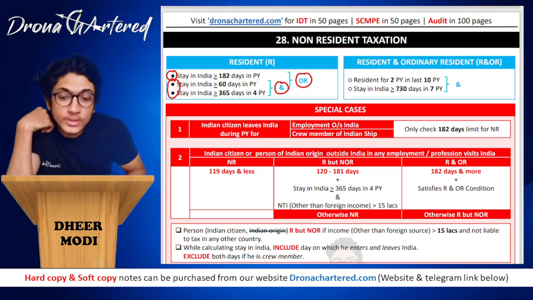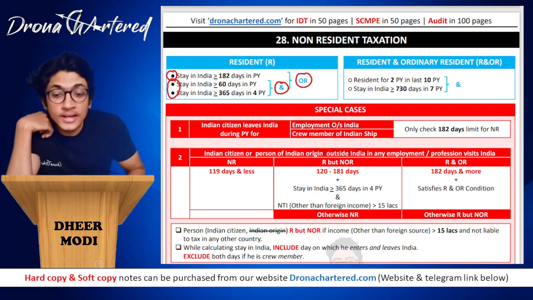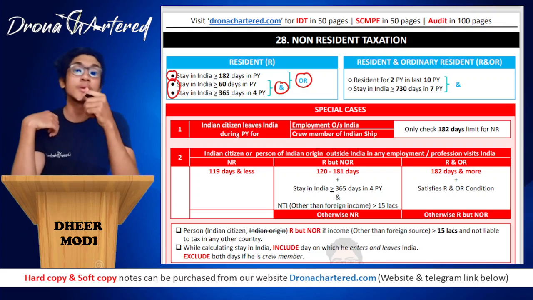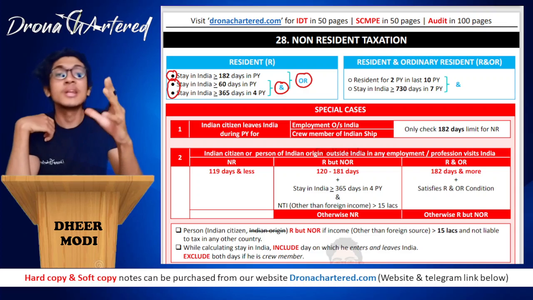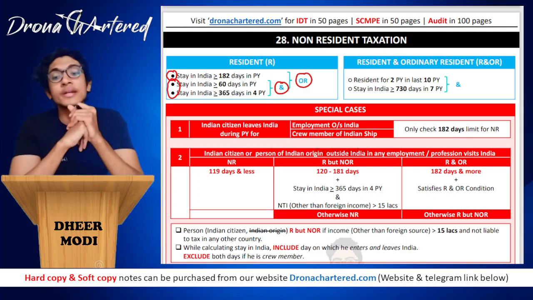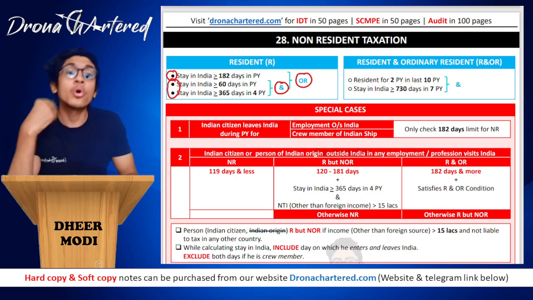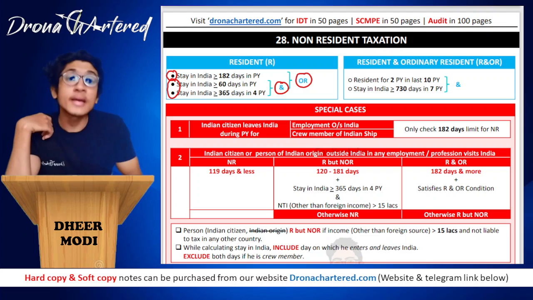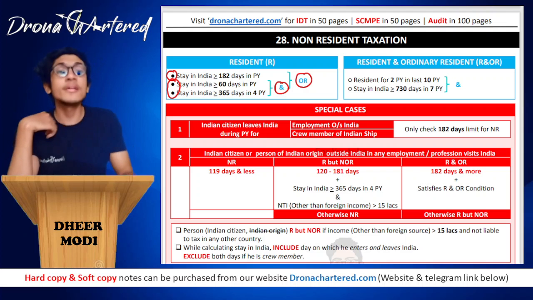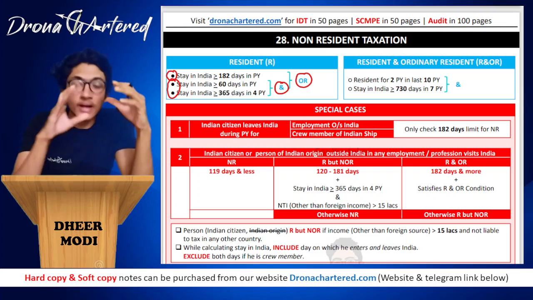So what is 2 and 3? That is stay in India greater than or equal to 60 days in the previous year. If in the previous year your stay in India was less than 182 days but equal to or more than 60 days, and stay in India is greater than or equal to 365 days in the last 4 previous years. So what are they saying?